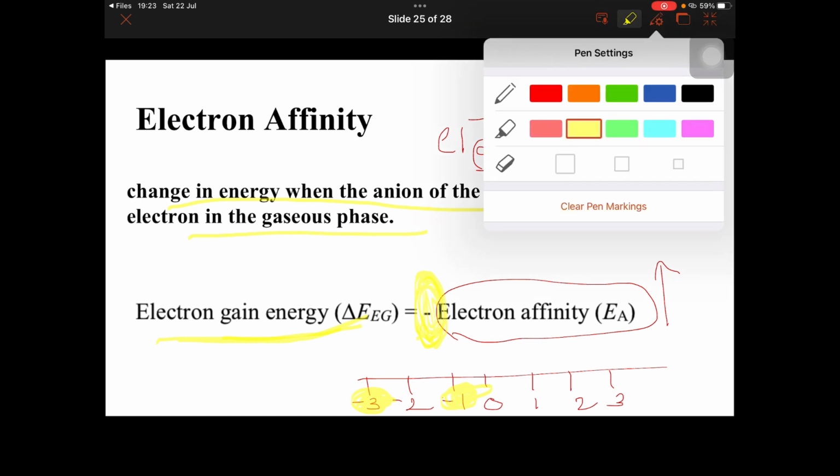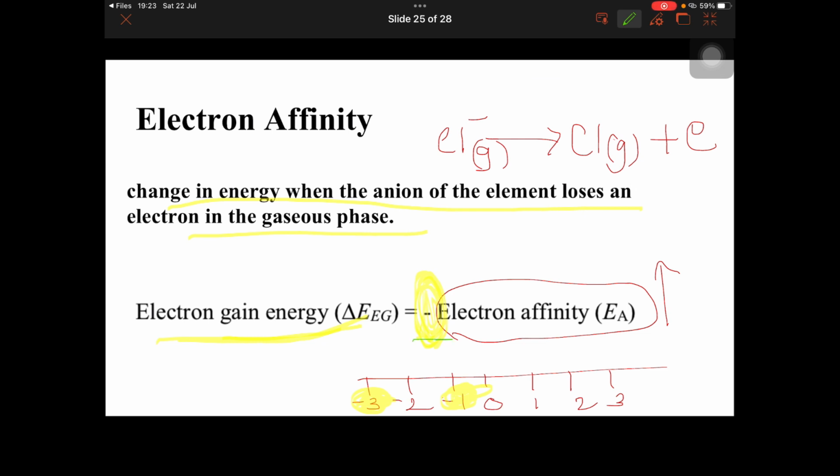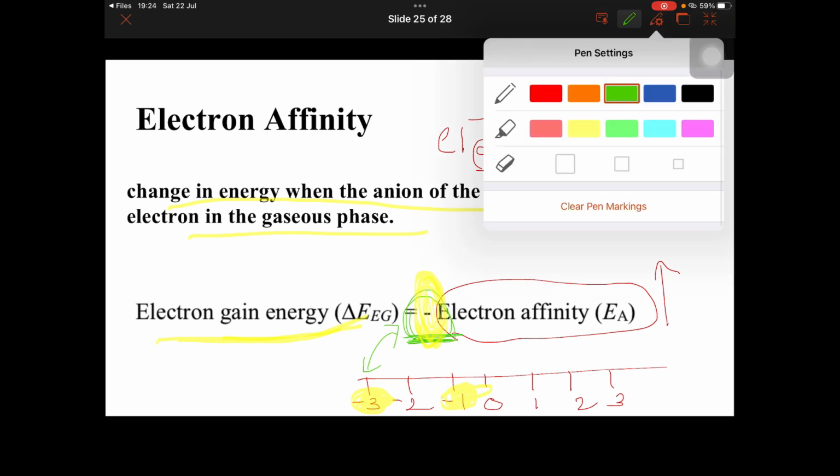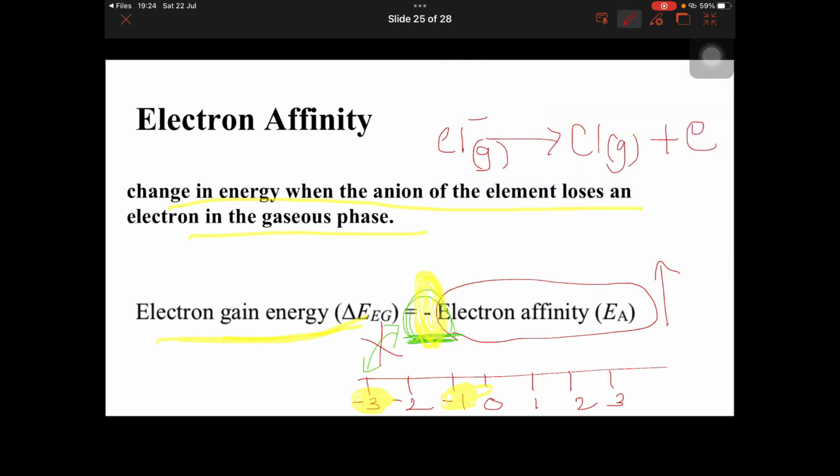Here you are not going to say that the more negative the value is, the less electron gain. This negative sign tells you it's release of energy. So don't compare these two and say a higher negative value means it's smaller. That idea is wrong. Okay, I hope you get the point.